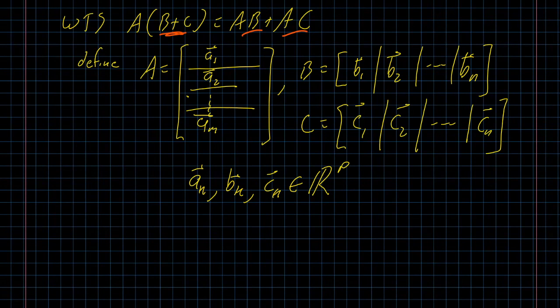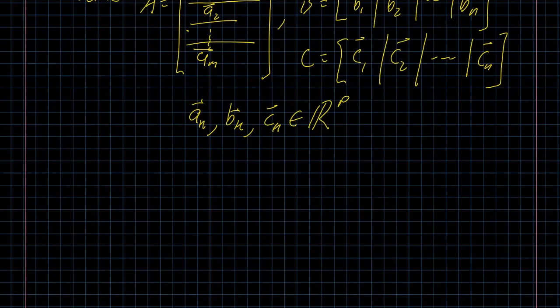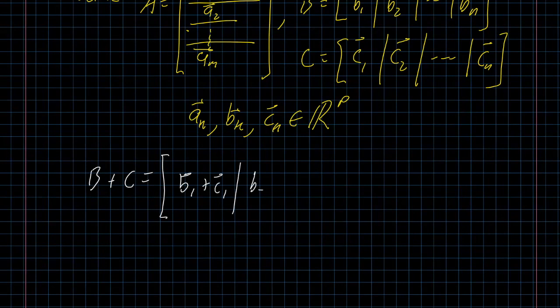But with that established for us, then we can start looking at some more specifics. Well, I know that B plus C, we're going to add entry by entry. But if we add all the entries in the first column of B plus all the entries in the first column of C, we'll get the same thing we get if we add the vectors B1 and C1. That's true all the way down the line.